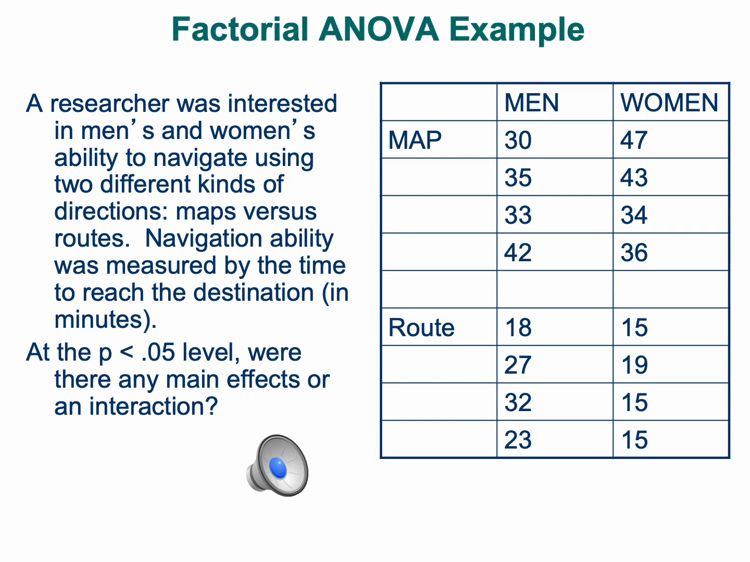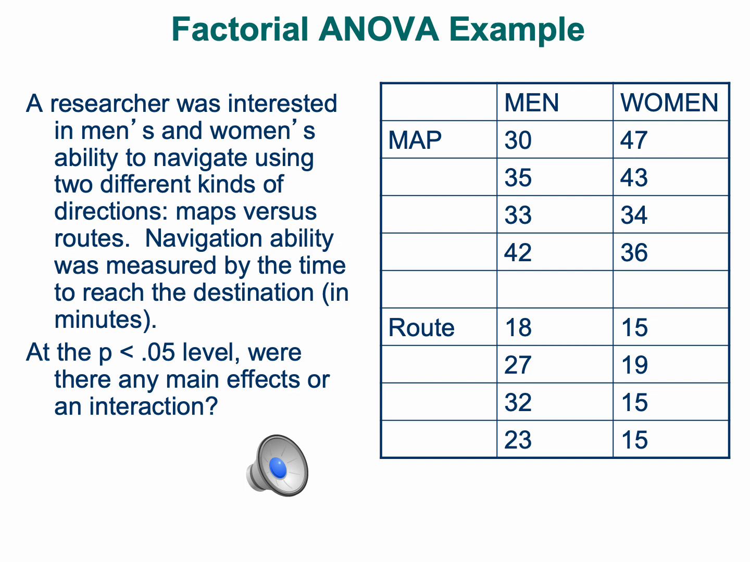Okay, here's another factorial ANOVA example. A researcher was interested in men and women's ability to navigate using two different kinds of directions, following a map versus routes. A route is when you give somebody directions verbally with no map. Navigation ability was measured by the time to reach the destination in minutes. At the p less than 0.05 level of significance, were there any main effects or an interaction?